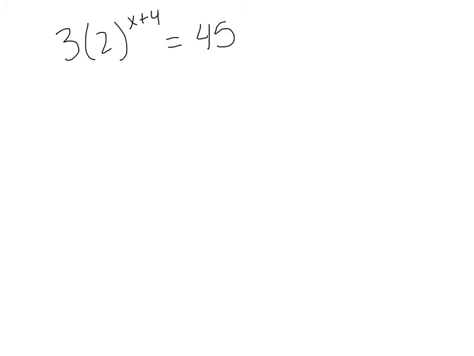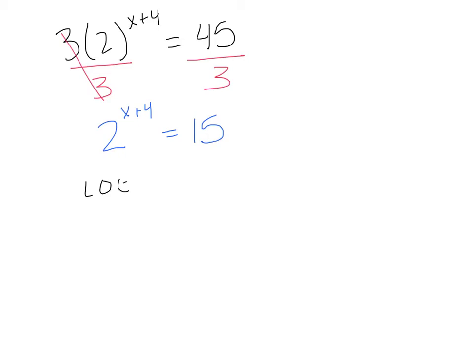This one's a little bit different. We don't just have an exponential. We have a 3 times an exponential. So before we can take the log of both sides, we're going to have to get rid of that 3. We're going to have to divide. So when we divide both sides by 3, we're going to end up with 2 to the x plus 4 equals 15. Now our exponential is alone, so we can take the log of both sides.